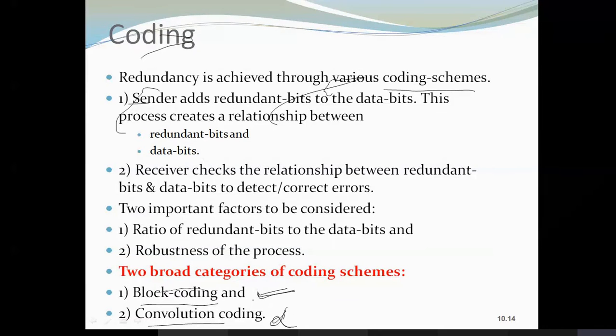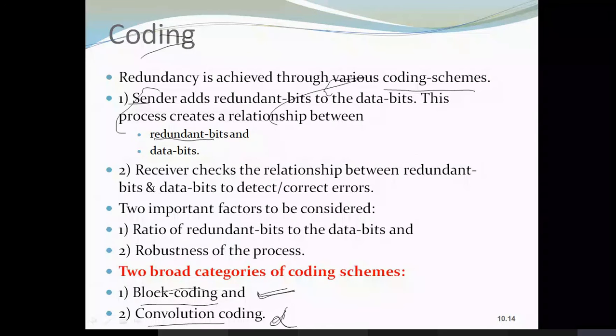So here at the sender, the main method used for coding is adding the redundant bits. What redundant bits do you need to add? That is the technique: what technique you are going to use to identify what extra bits should be added. That is called the coding mechanism.